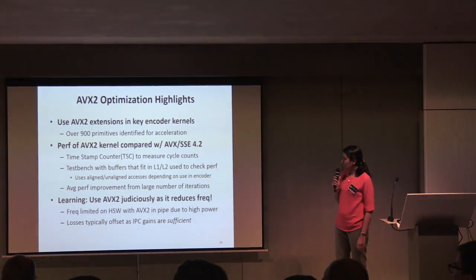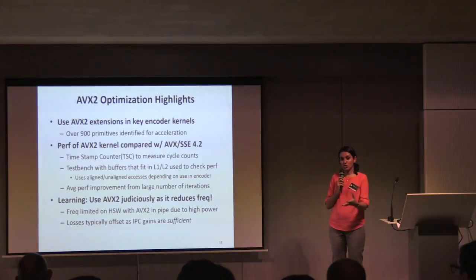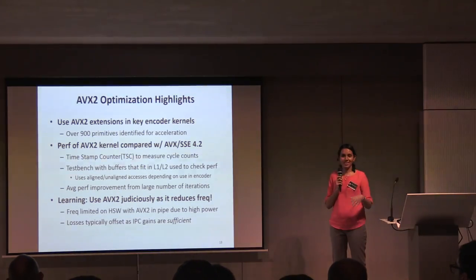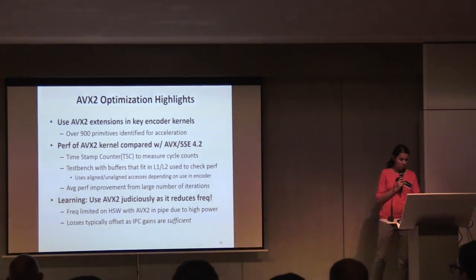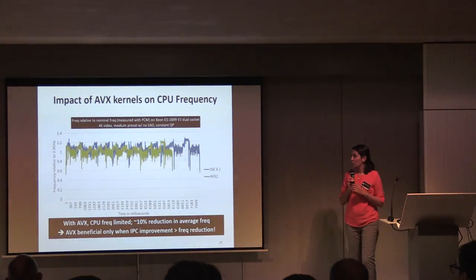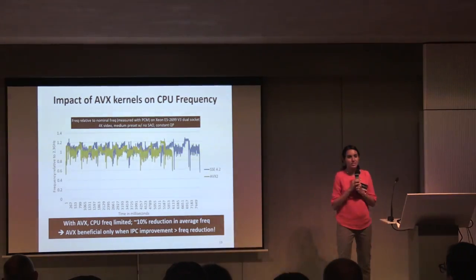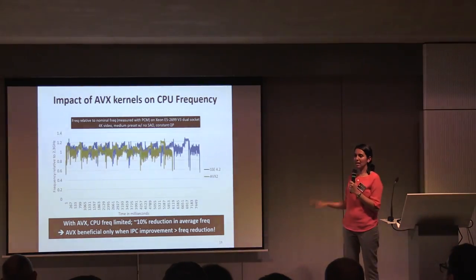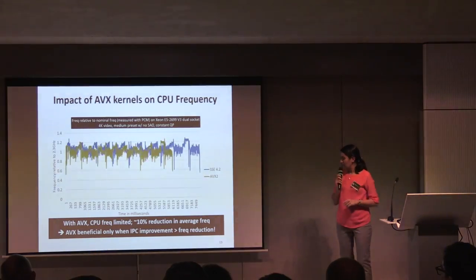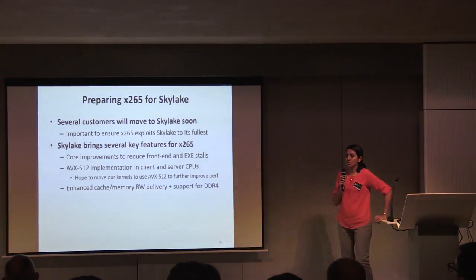However, we also found that AVX2 needs to be used a lot more strictly because it reduces frequency. Essentially, the AVX2 instructions consume more power, and therefore it turns down the frequency of the core, and we ended up actually turning off a few of our AVX2 kernels because the average frequency was much lower with AVX2 enabled. So yeah, that was something interesting that we found. At this point, we enable AVX2 kernels only if they have at least about 5% gain over SSE instructions.